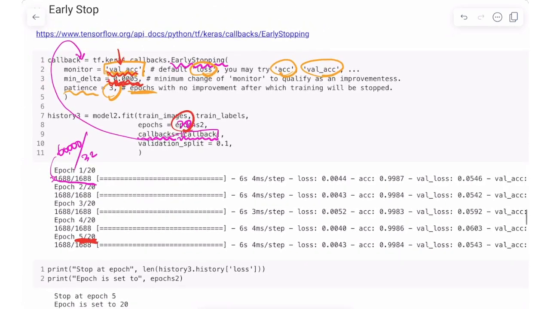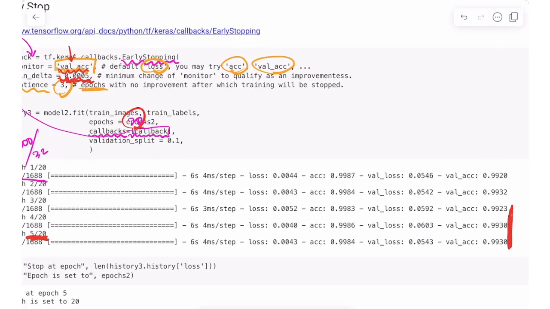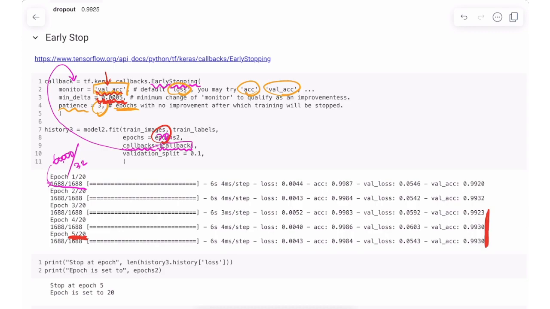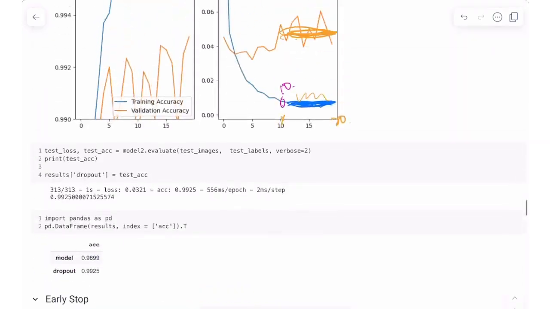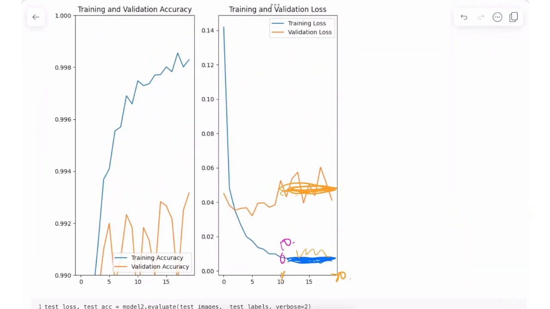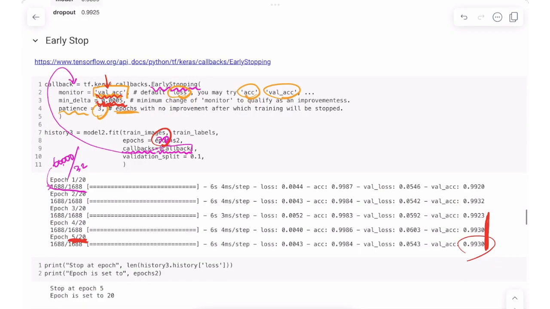because the validation accuracy right here will not improve. So basically, although we don't know how many epochs we should perform, you can write, for example, 100 or 200. But you can also add early stopping in your training, so it will stop automatically. No matter whether your total epochs is 20, 100 or 200, it will automatically stop. So that is early stopping.